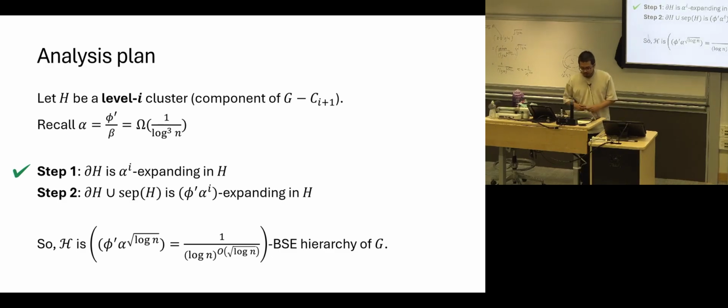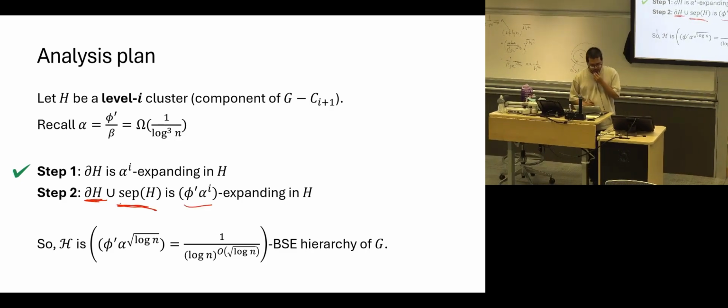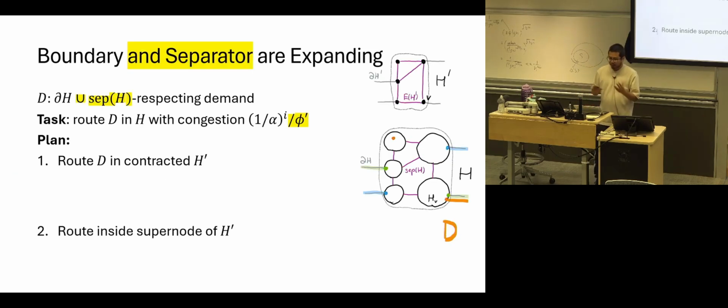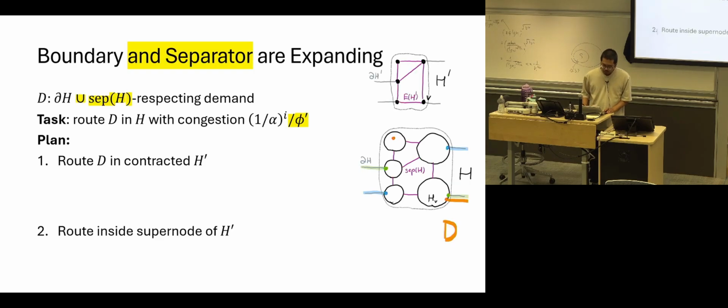Okay. So now I'm just going to show that when you consider both battery and separator, it is this much expanding. And the proof is almost the same. If I want the battery and the separator to be expanding, just start with the demand D. Let's say D is the demand that respects battery and separator. Maybe D is like this.